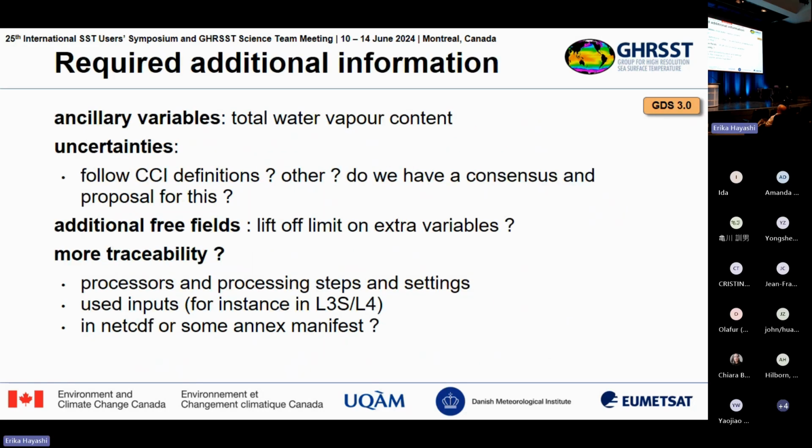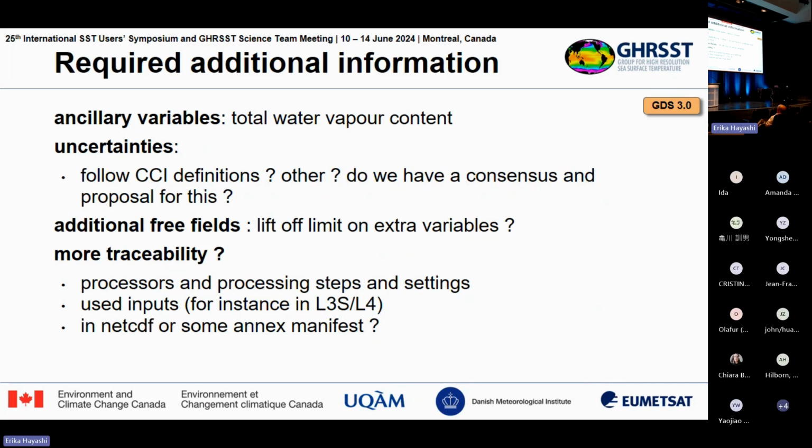Also, additional information has been requested throughout this year, for instance the total water vapor content. Also, there are many suggestions about replacing the SSES with proper uncertainties. A lot of work was done about this, for instance in the CCI project. So again, we could possibly leverage the definitions they came up with, the names of the variables, and so on, to have an initial proposal that we could discuss and include in the next GDS 3 version.